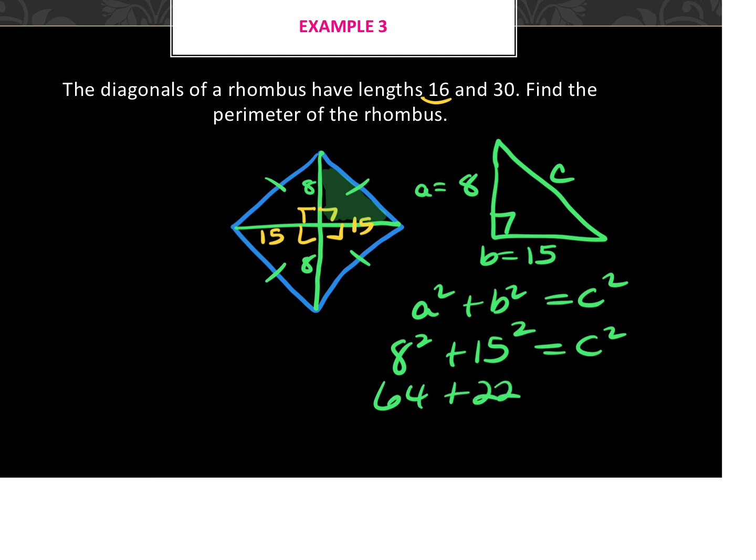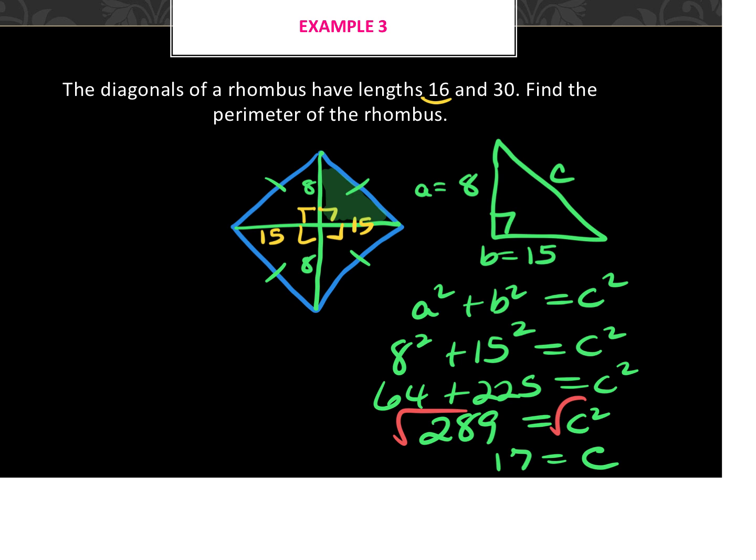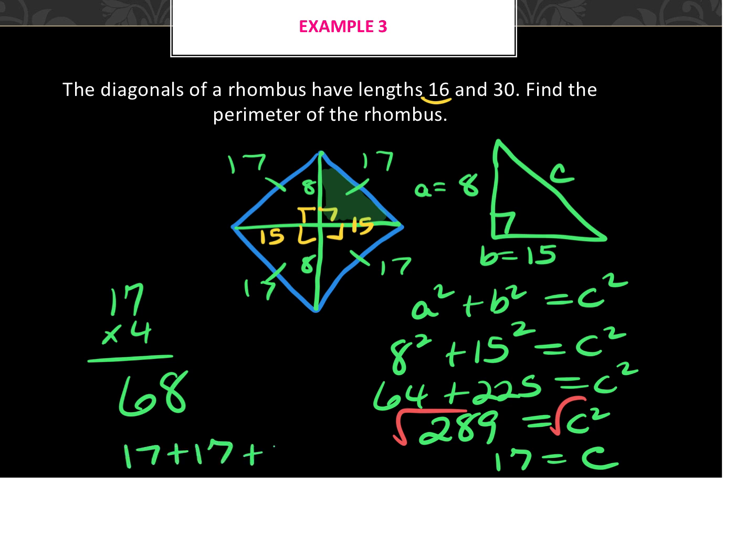64 plus 225 equals C squared. 289 equals C squared. Square root it, and the value of C, or that side of the rhombus, is 17. So all 4 sides are 17. So to find the perimeter, either do 17 times 4, and it's 68, or add 17, 17, 17, 17. Either way, you get 68 for the perimeter of the rhombus.